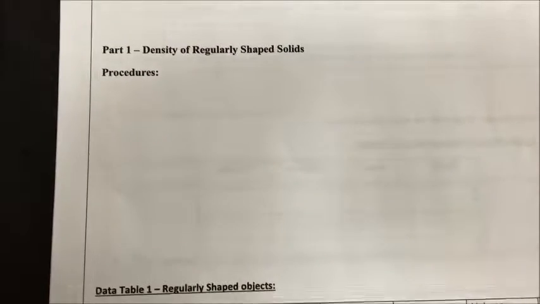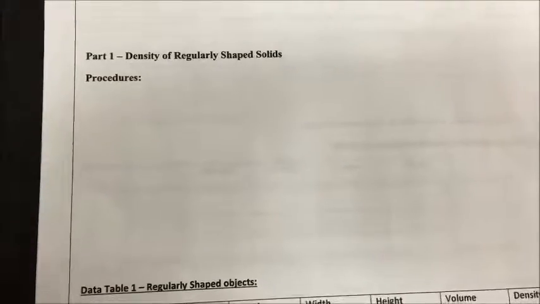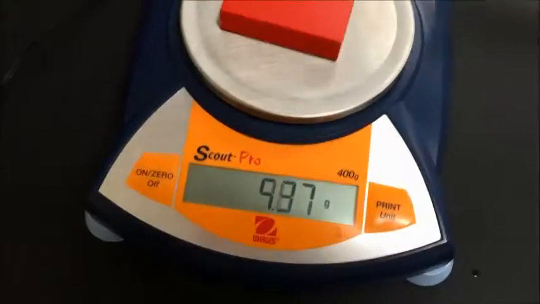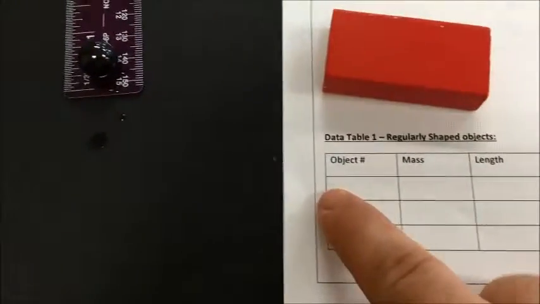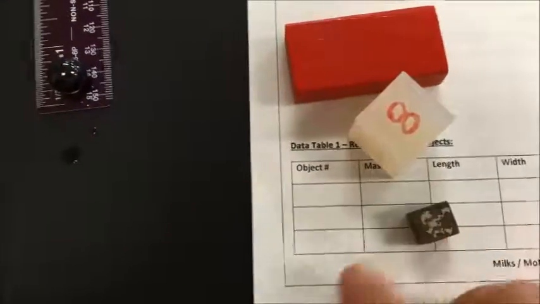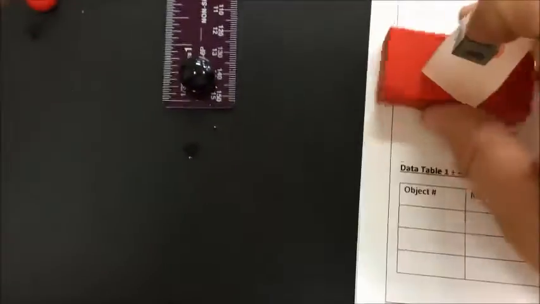So in part one of this lab, we're going to find the density of some regularly shaped solids. Regularly shaped are things that have straight edges. So like this cube, and this, well, rectangular prism. To find your object's mass, you will put it directly on the scale, okay? And you want to describe your object with what it is. I would write red rectangular block, white plastic cube with the number 8, silver metal cube. Those are my object numbers or descriptions.